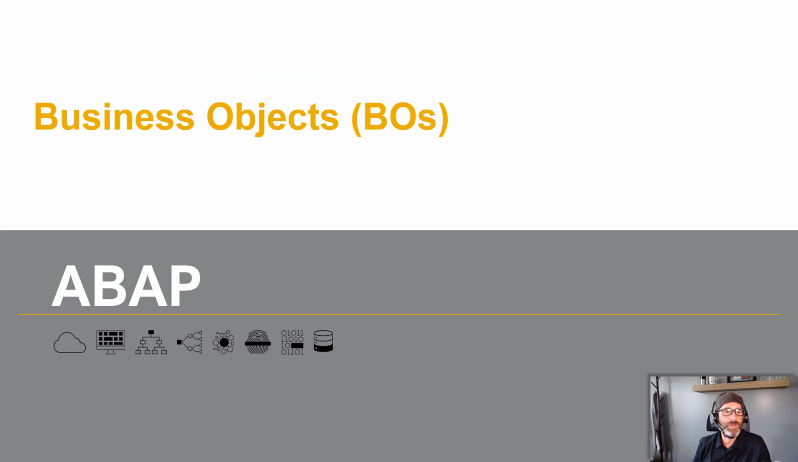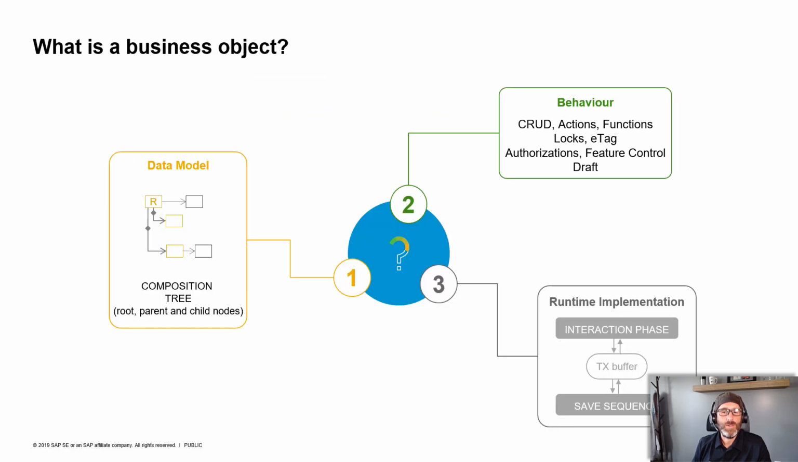Okay, so let's go a little deeper into the business objects. So what is a business object? So first, again, it is our data model. The structure of our data model is a composition tree, which includes one root and then parent and child relationships to lower level nodes. And this is all defined in core data services. Okay. We have our behavior, where we implement the ABAP code for our create, update, and delete operations, as well as managing locks on the business object.